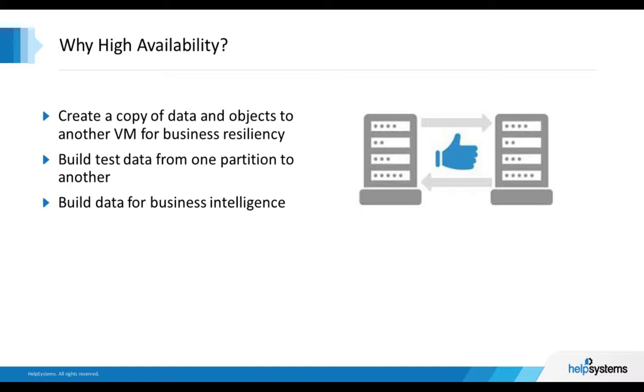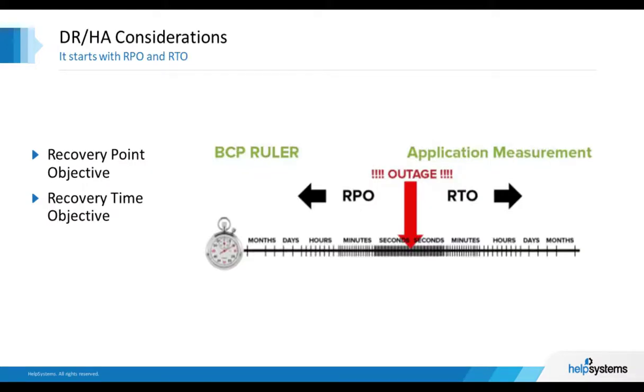You might also want to build test data from one partition to another without using the IBM Power VC, because you want to keep that partition live all the time. Obviously, if you're deploying and provisioning, you're always starting back at that original version of the data. And then, of course, we also have people that use high availability for building out business intelligence partitions.